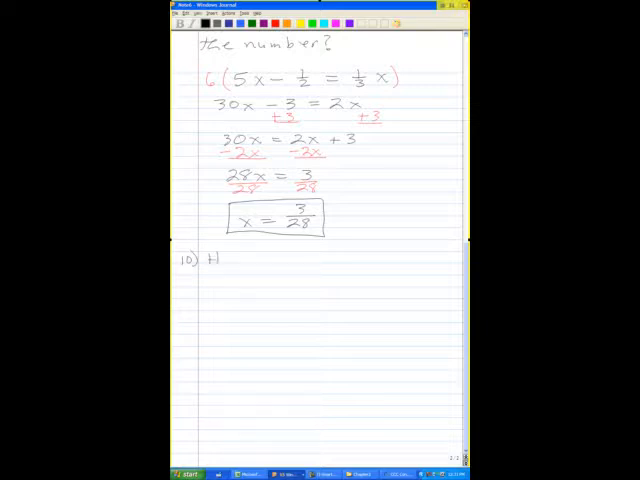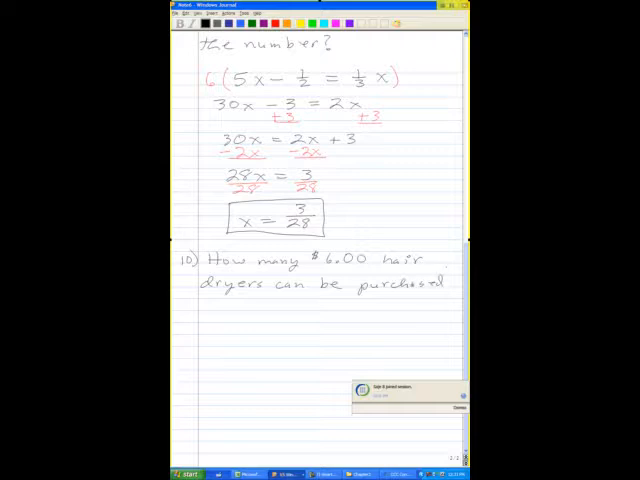How many $6 hair dryers can be purchased with $256.80 if the tax is 7%.